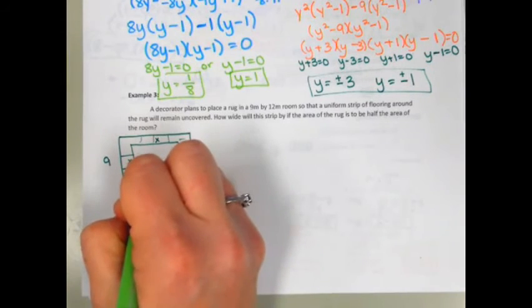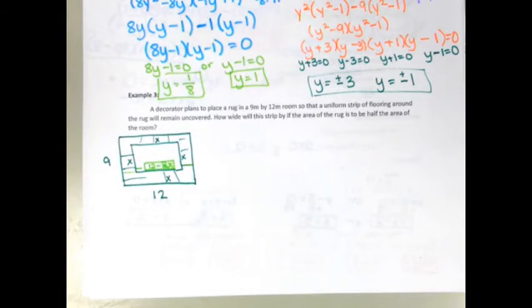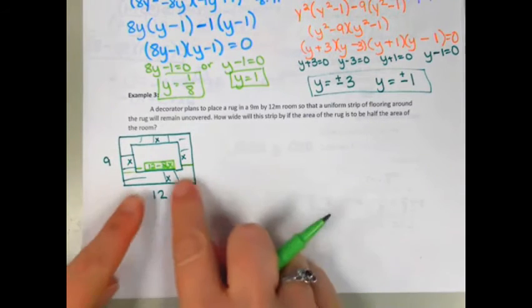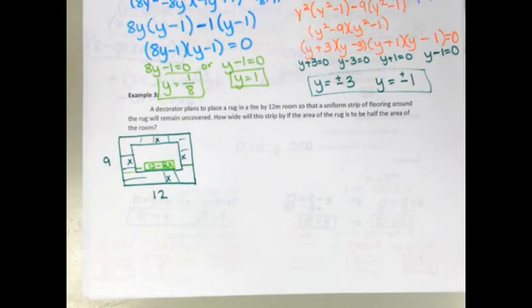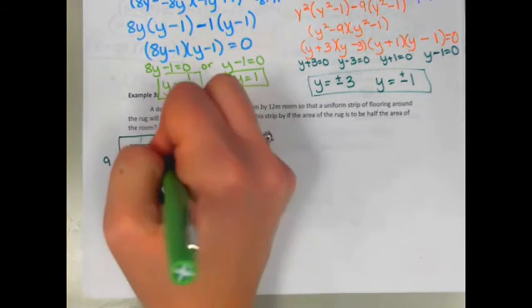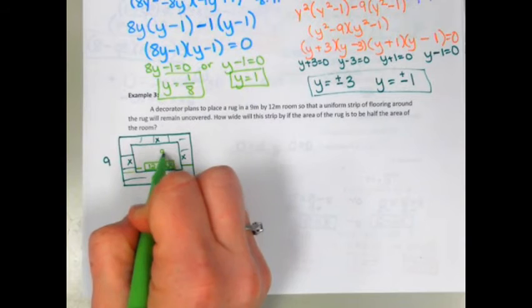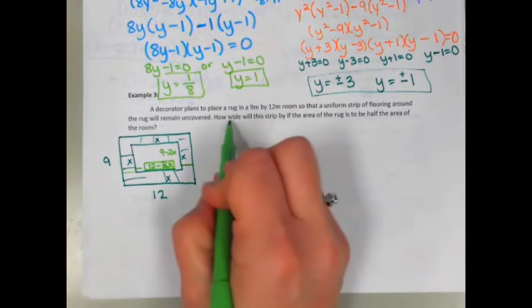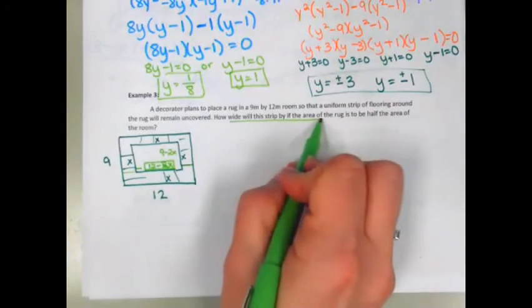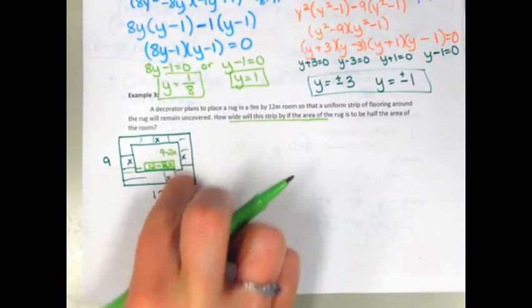12 minus 2x, yes. Why? Because we're bringing X in both directions, right? So we know the length of my rug is 12 minus 2x. What is the width of my rug? 9 minus 2x. Good. You guys okay with that? All right. How wide is the strip of area of the rug? So we're looking at the width of my rug.